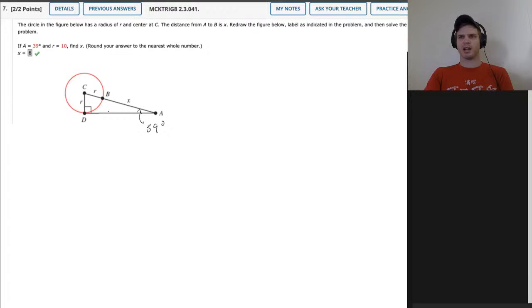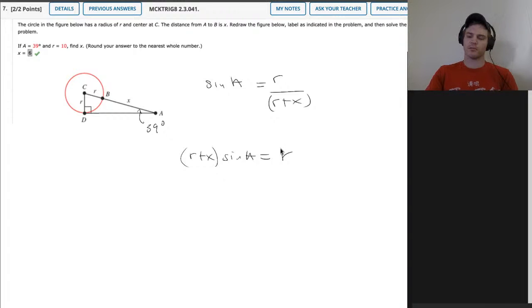So we have the opposite and the hypotenuse involved here. So we can say that the sine of angle A is equal to the opposite, which is r, over r plus x. And then I'm just going to try and solve for r here. So I'm going to multiply both sides by r plus x. And I'll get r plus x times the sine of A is equal to r.